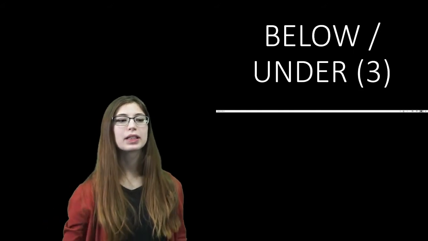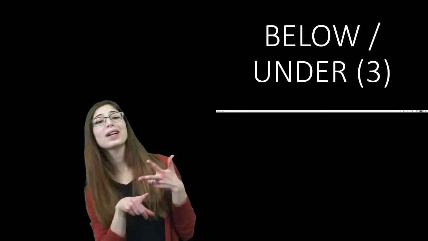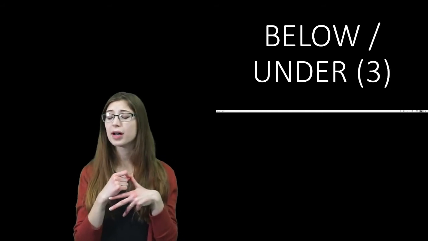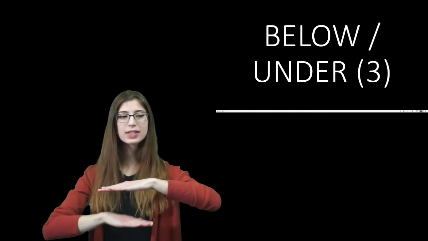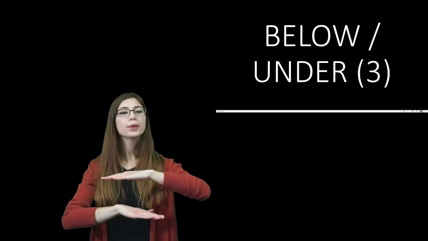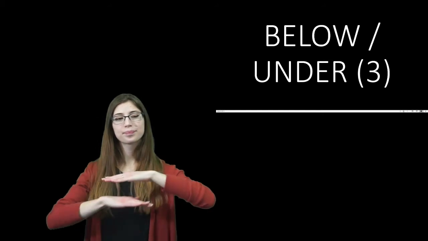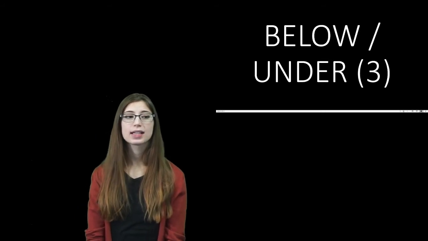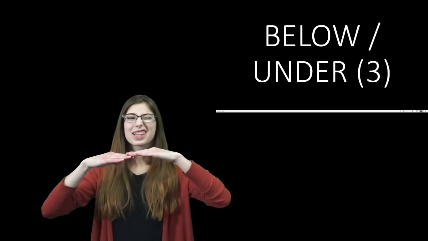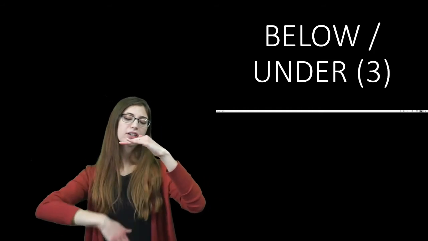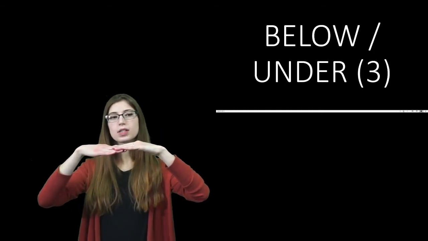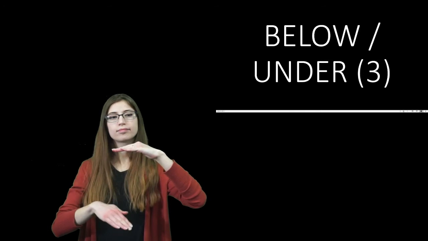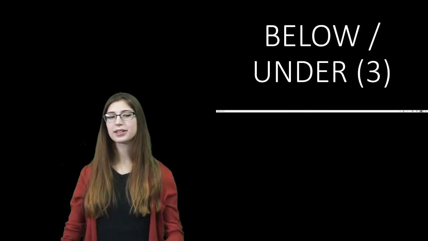All right, below or under. For this, there are 3 different signs. You can use a sign that is the opposite of the sign for above. So remember, above. Do the same thing, but with your dominant hand below or under your non-dominant hand. Below. Above. Below. You can sign, this is kind of the less than concept, under. So dominant hand is going to start touching the bottom of your non-dominant hand, and then it's just going to move down. Below or under.